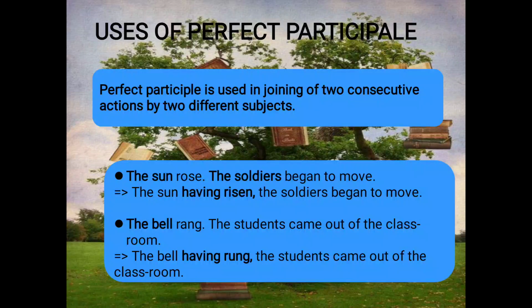Second, the bell rang. The students came out of the classroom. The bell having rung, the students came out of the classroom. We see its difference very clearly.